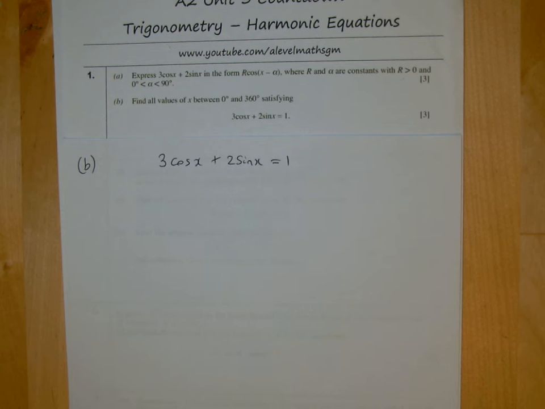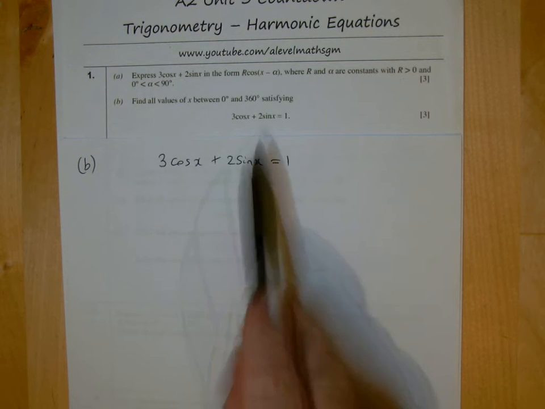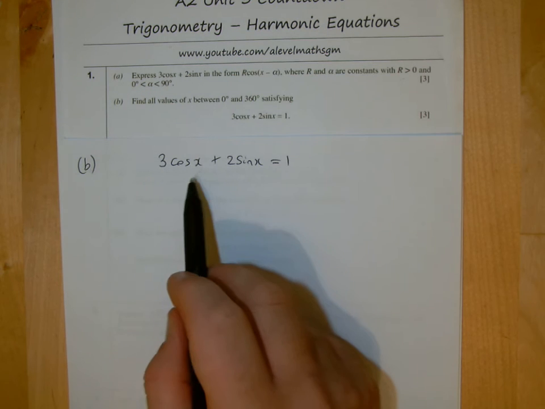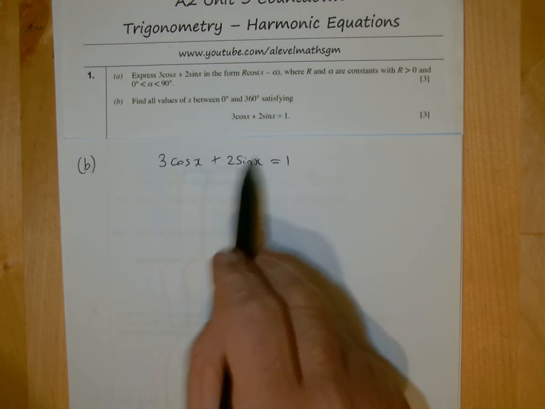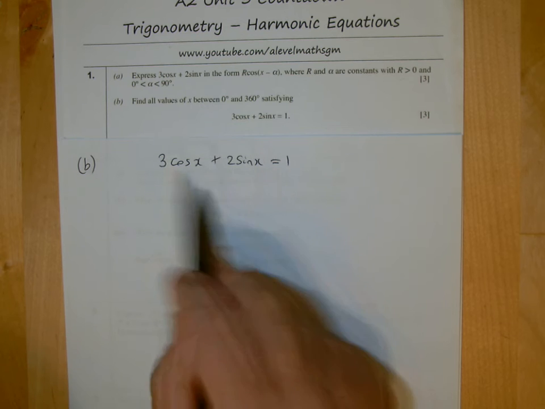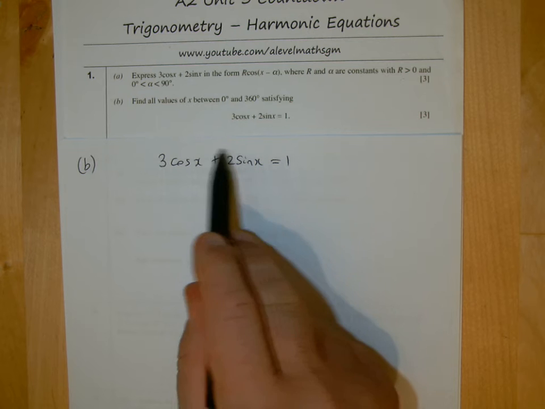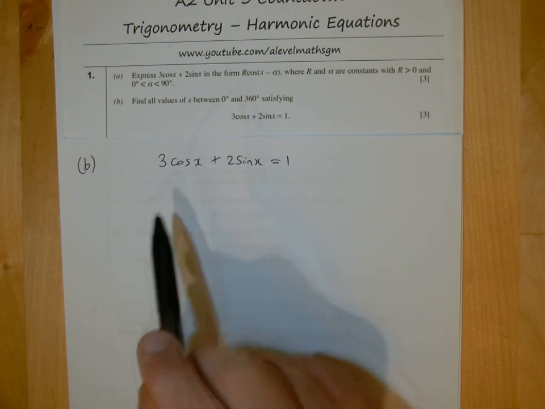Doing B, they then want us to find all the values between 0 and 360 satisfying this. So when they say find all the values between, in this case, 0 and 360, you know you've got to solve an equation. Usually when you solve equations, you end up with a quadratic. But in this case, you haven't got a quadratic. You've got your harmonic equation. So the only way you can solve this is using your answer from part A.